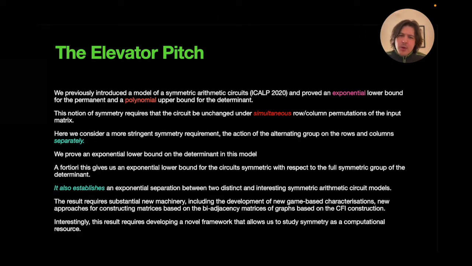And most importantly, perhaps, at least hopefully in the longer term, this result involves developing an entirely novel framework for how to analyze symmetric circuits relative to some different group. The result is that we can now study symmetry as a sort of resource and ask questions about how symmetric a circuit needs to be before we can prove some bound.